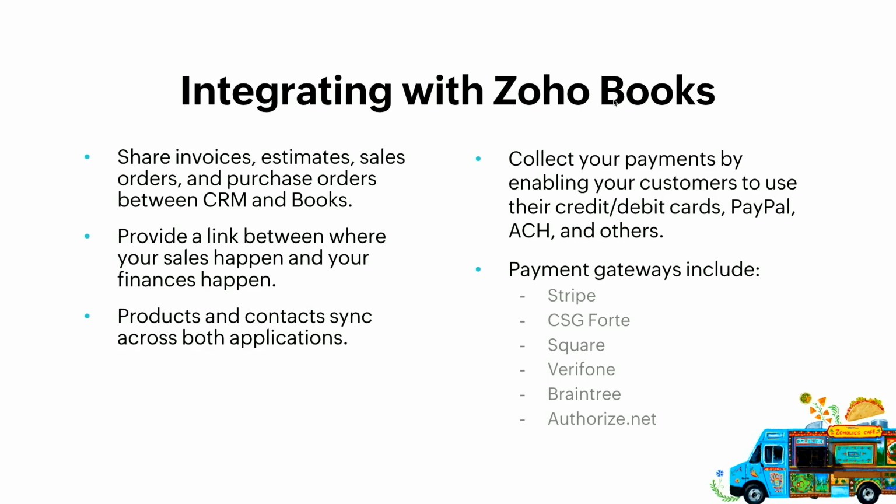Perhaps the best part about Books and linking that with the CRM is you have the ability to have a payment portal in Books. So if Books and CRM are connected, essentially your CRM is connected to a payment portal. So Books will allow your customers to offer payment in the form of credit cards, PayPal, ACH, and others. And those others for payment gateways are listed there at the bottom. Some really popular ones like Stripe and Square.